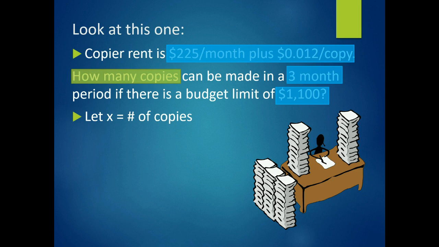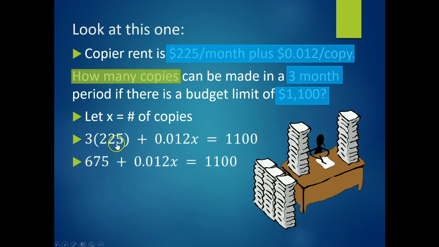Putting these pieces of information together into an equation, we have the following. 3 months at a flat $225 per month fee plus this charge of 1.2 cents per copy, and we let x equal the number of copies, will equal our budgeted amount. We're now ready to simplify the equation and solve for the variable.